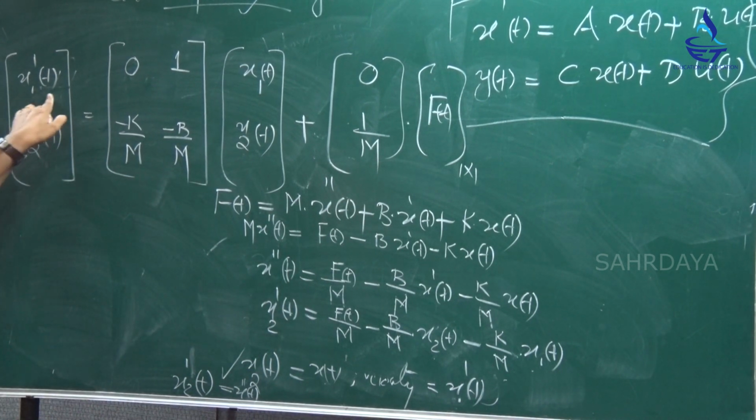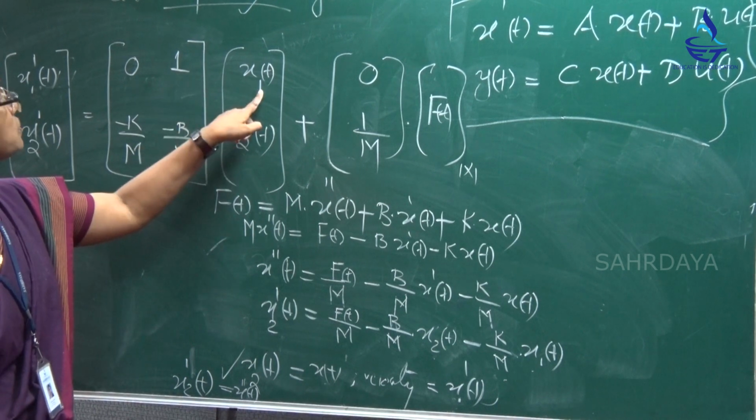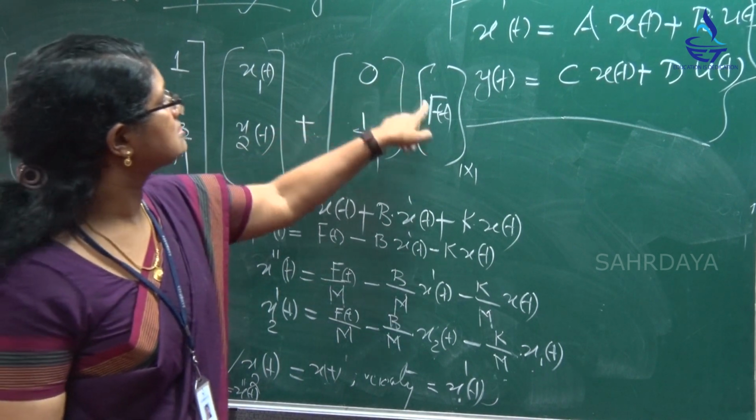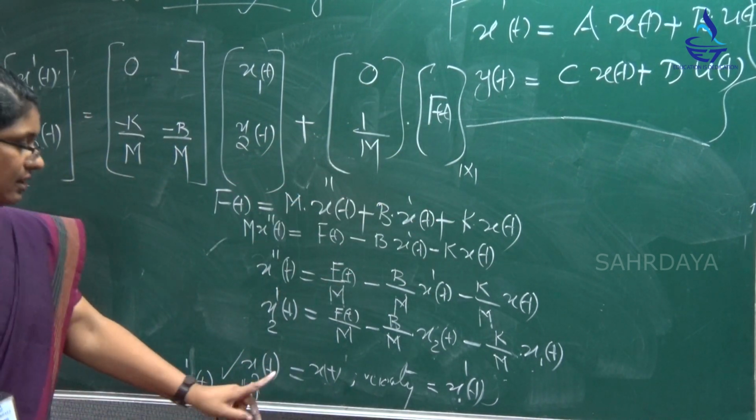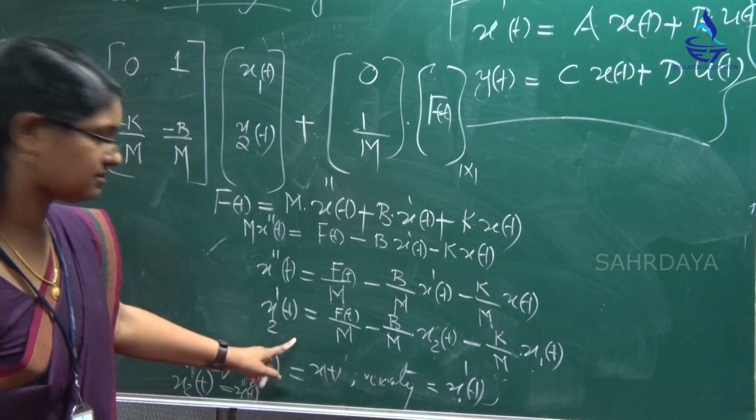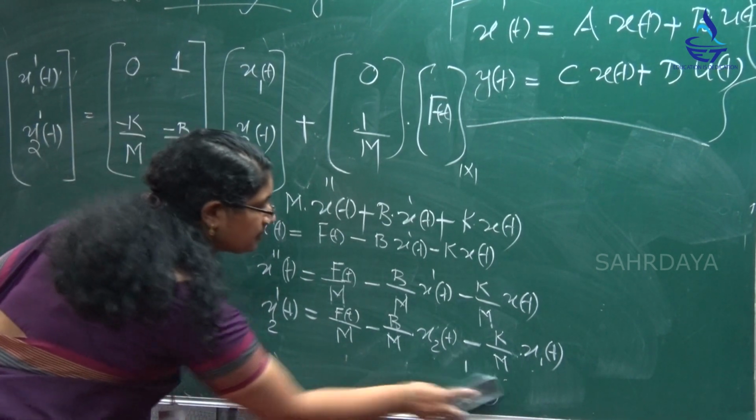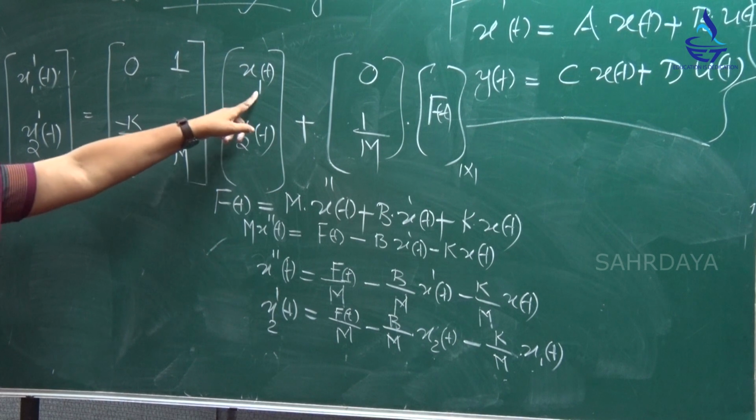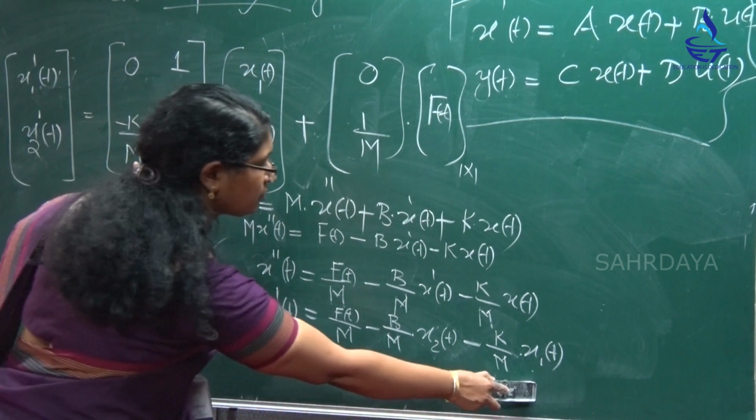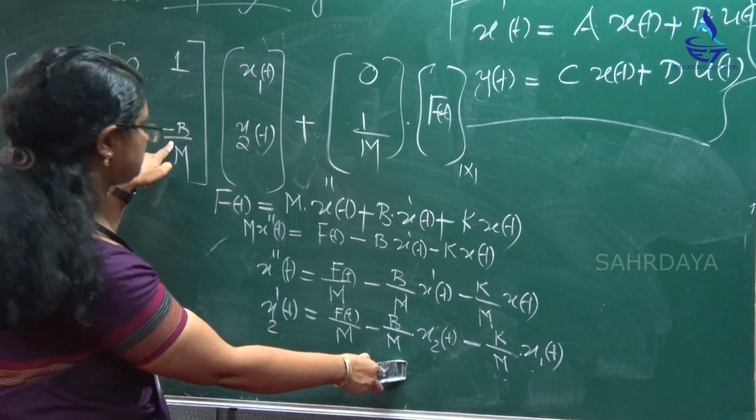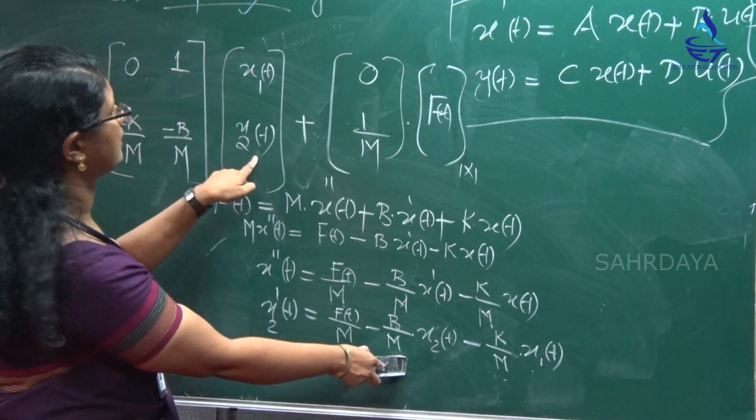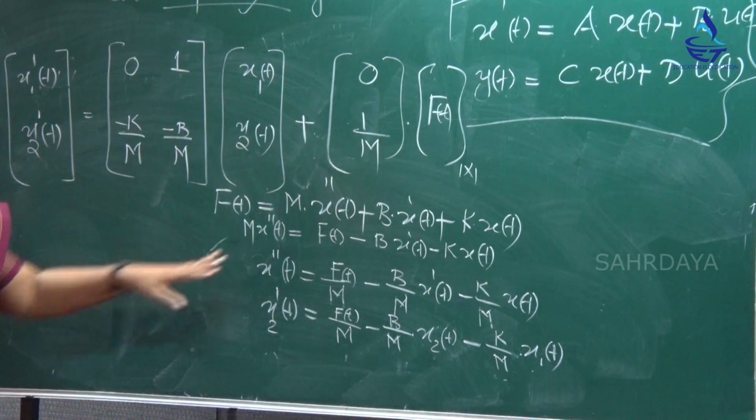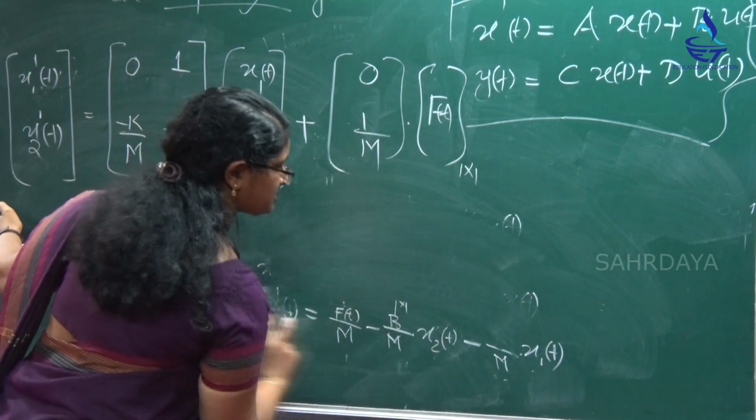Now you will just see whether this equation is getting balanced. What is x1 dash of t? x1 dash of t is equal to 0 into x1 plus 1 into x2. So x1 dash of t is equal to x2 plus 0. Previously it was written there: x1 dash is equal to x2, and x2 dash is equal to x1 of t into minus k by m, then minus b by m into x2, plus 1 by m into f of t. So this completes our state equation. So one part is done.